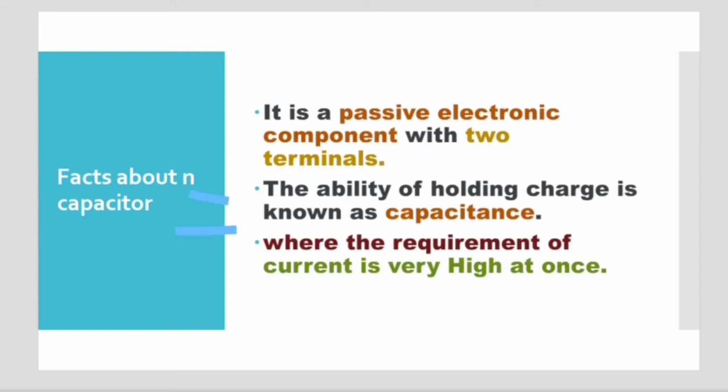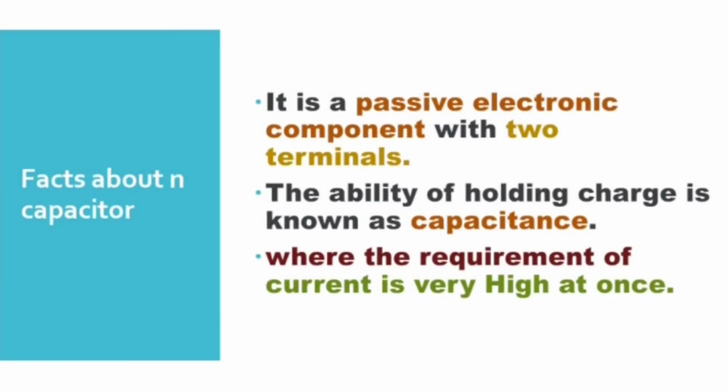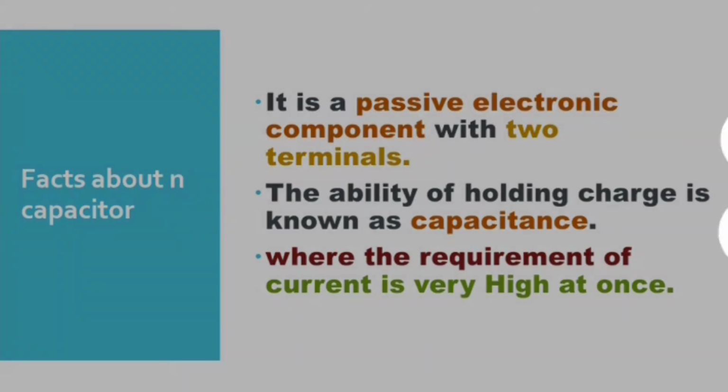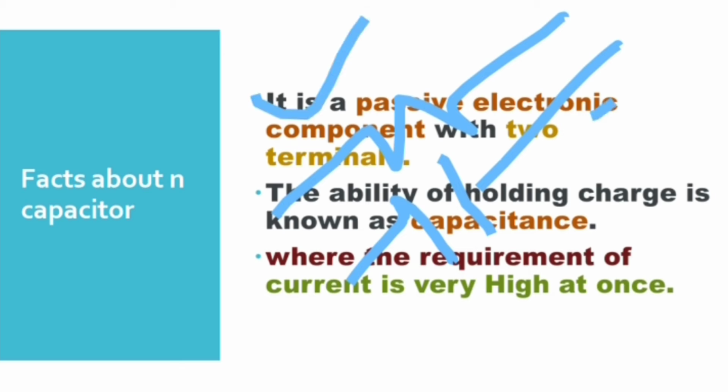Few facts about the capacitors. Okay, so first thing we will learn, that is, it is a passive electronic component. So what are the passive electronic components? What are the passive components of a circuit? So there are basically two components. One is passive electronic component, another one is active electronic component. Okay, passive electronic components are those which hold a linear relationship with current or voltage. Like if I am talking about resistance or capacitance, so these are basically passive components, those which hold a linear relationship.